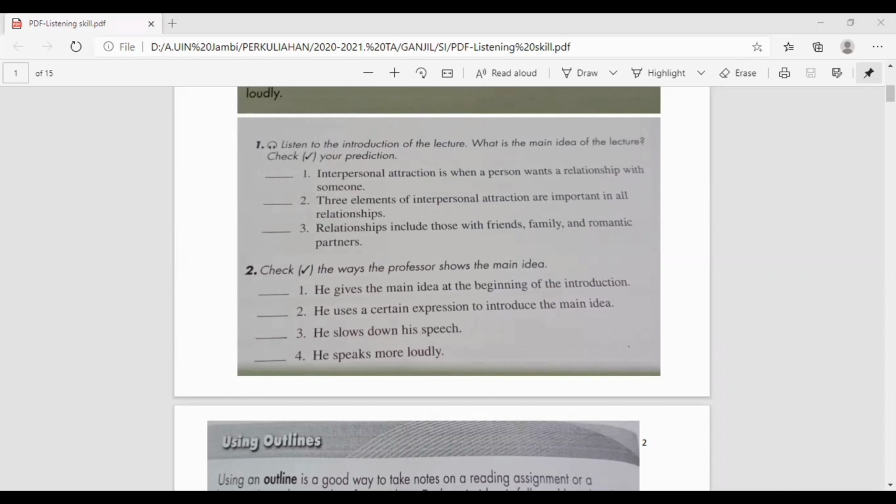Lecture: Elements of Attraction. Hello everyone, are we ready? Okay, today I will talk about 3 elements of interpersonal attraction that are important in any relationship. If you remember, interpersonal attraction is when a person likes or wants a relationship with another person. When people hear this term, they think of romantic relationships. However, attraction is a part of all relationships, including those with friends, family, and romantic partners. So, the 3 elements I will talk about today are physical attractiveness, similarity, and exchange.